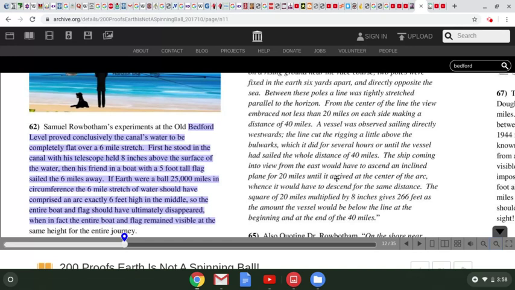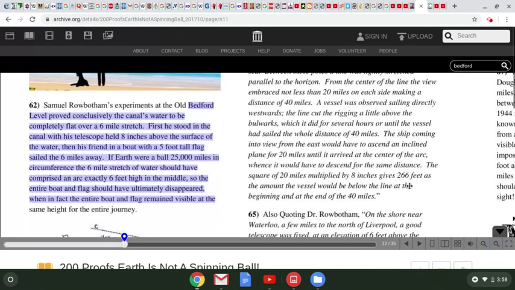The ship coming into view from the east would have to ascend an inclined plane for 20 miles until it arrived at the center of the arc, whence it would have to descend for the same distance. The square of 20 miles multiplied by 8 inches gives 266 feet, as the amount the vessel would be below the line at the beginning and at the end of the 40 miles.